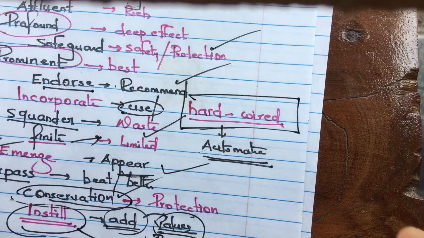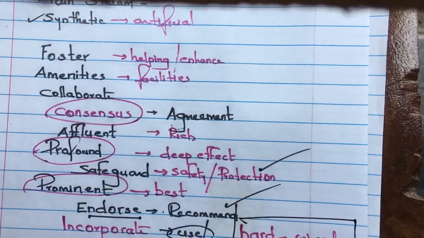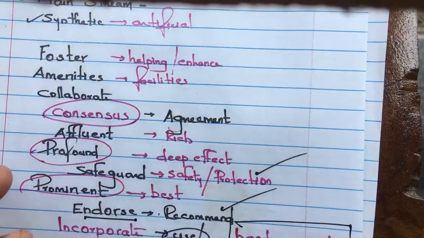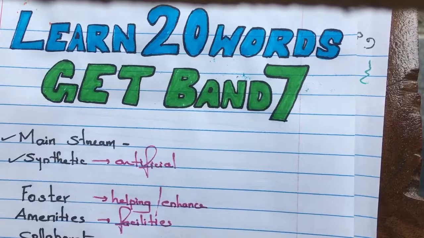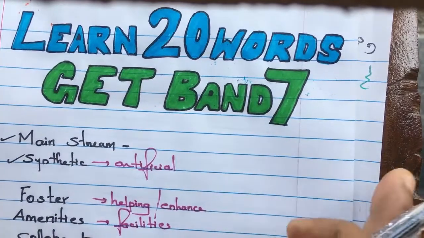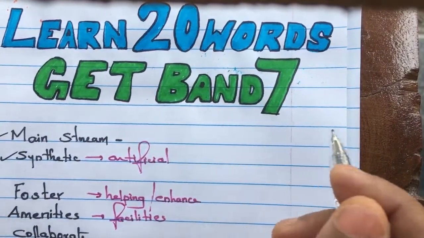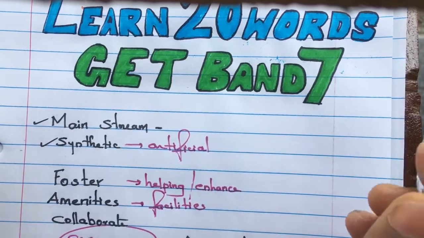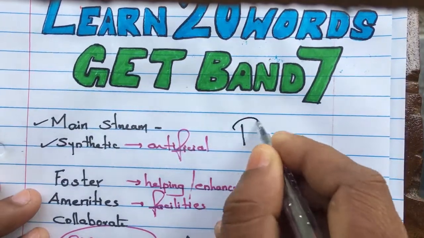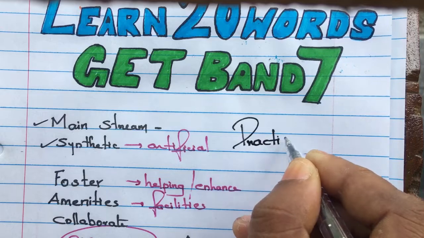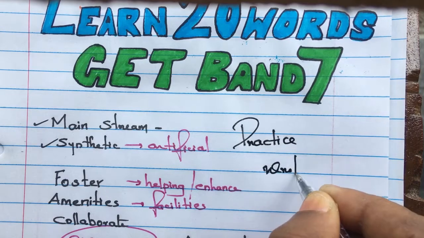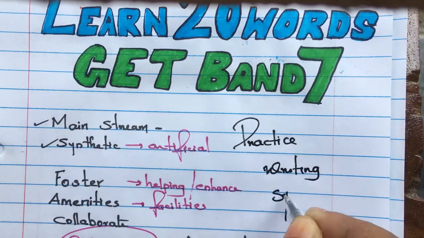These are the vocabulary words I recommend you learn and understand to get your band 7. This is my promise, and nothing else I could offer for sure. Try to practice in your writing and in your speaking. That will give you better results.